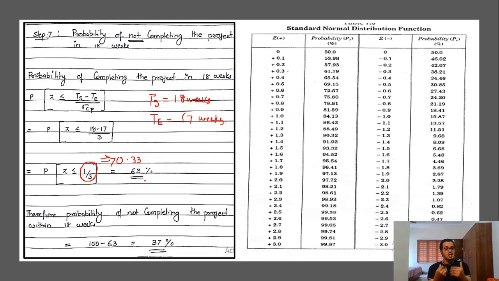But the question asks us to calculate the probability of not completing the project within 18 weeks. So we just subtract this 63 from 100. That is what is shown here. 100 minus 63 will be the probability of not completing the project in 18 weeks. Then we get the value as 37 percent.